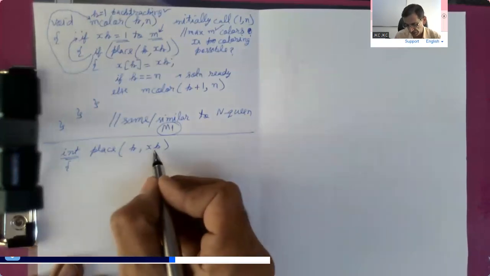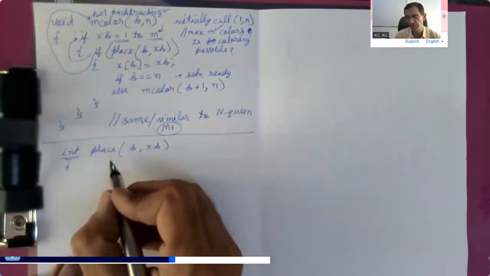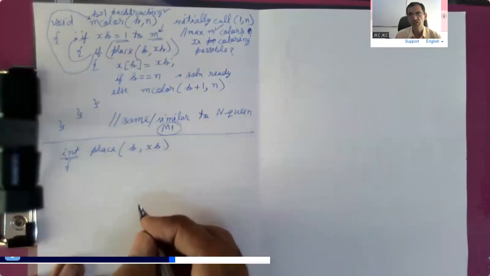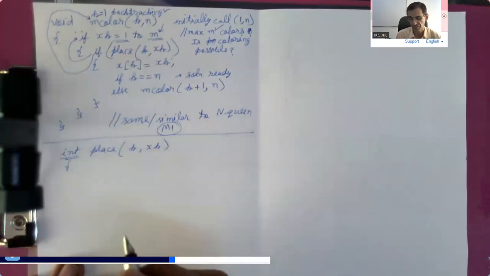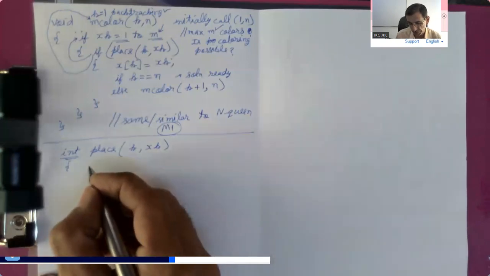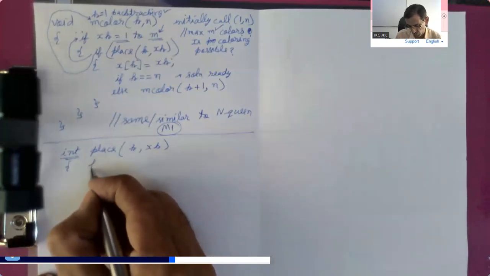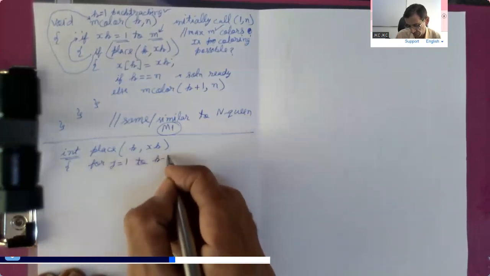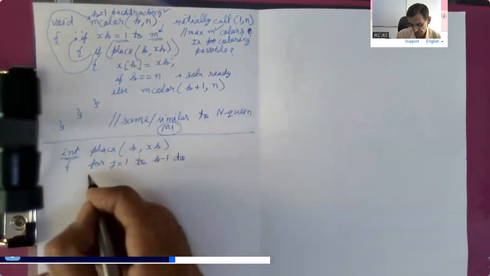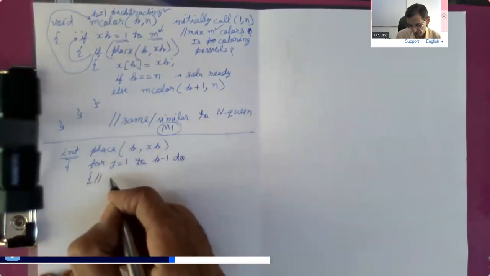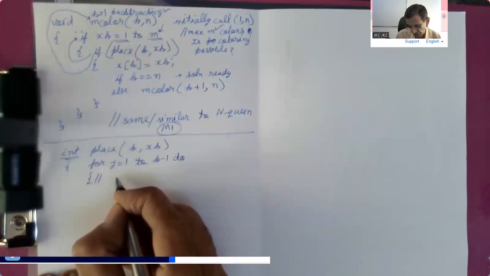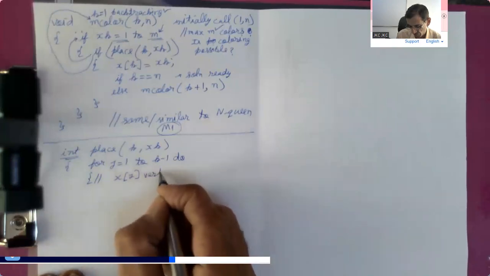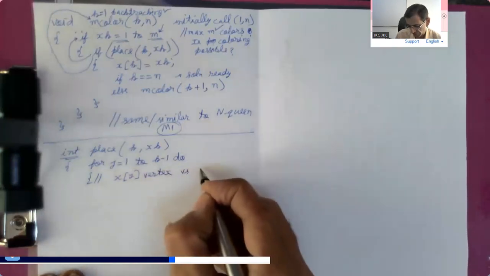So if this is not adjacent to any of them, obviously it can be given any color and the color is acceptable, but it should not have the same color as its adjacent vertex. Which are the possible vertices which have been already covered? I know they are up to k minus 1. So I can say j equal to 1 to k minus 1. I have to repeat. What I have to do? Check whether the corresponding selected vertex, that is the xj vertex, versus vertex k.